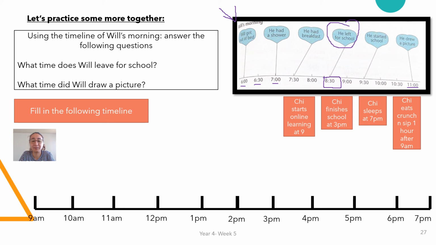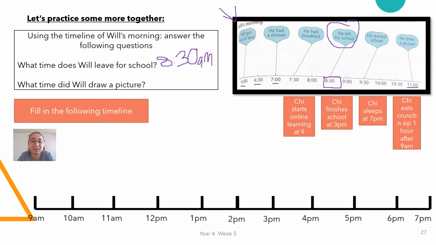And we can actually make the assumption and use our AM PM notation and put it as 8:30 AM because we know that we do not leave for school at 8:30 PM. Even if it's a night class, I doubt it, but let's just make that assumption because he's had breakfast at 7:30, so we can put AM.